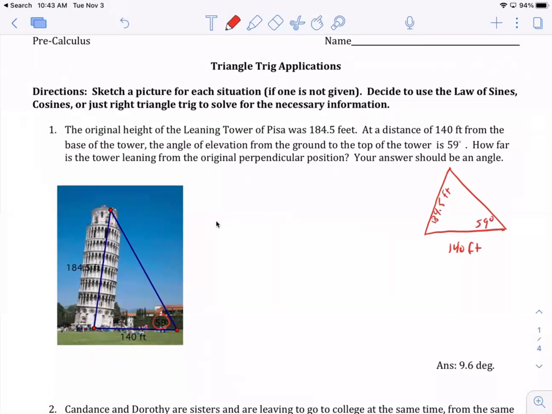And I'm going to label the vertices just to help us talk about the triangle. Okay, so A, B, and C, capital letters. And that means I can label little a, which is the length of BC, and little c we know, and little b we also know. Okay, so looking at this triangle, we want to find how far the tower is leaning.